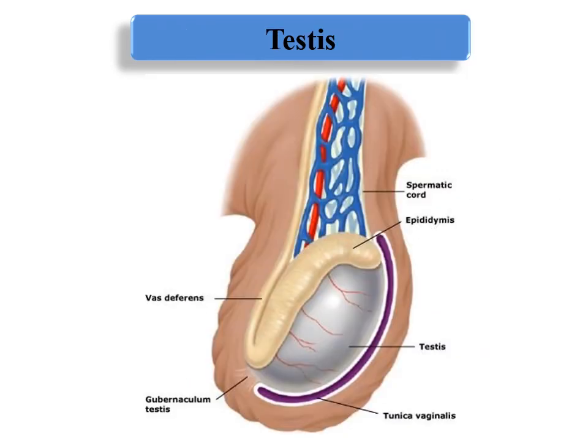Again, this is the testis. Testis is covered by skin. This is the skin. And this is the tunica vaginalis. It contains minimal fluid content. And you have the testis itself. The white color surrounding the testis is the tunica albuginea, which is a tough connective tissue layer.